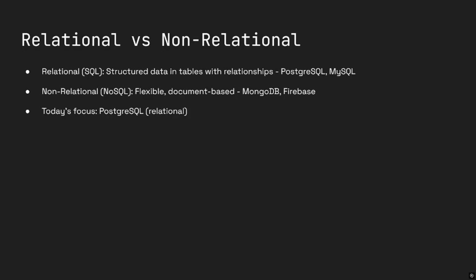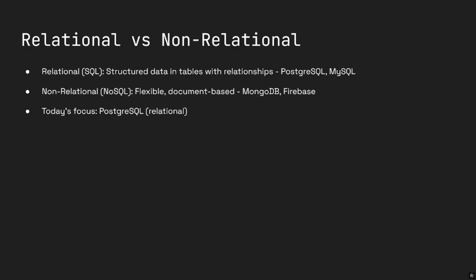Then there's two types of databases. There's relational and then non-relational. So relational is just structured data in tables with relationships. So like PostgreSQL, MySQL. And then there's non-relational, which is NoSQL. It's flexible, document-based. Think of like MongoDB and Firebase. Today's focus is going to be on PostgreSQL, which is a relational database.